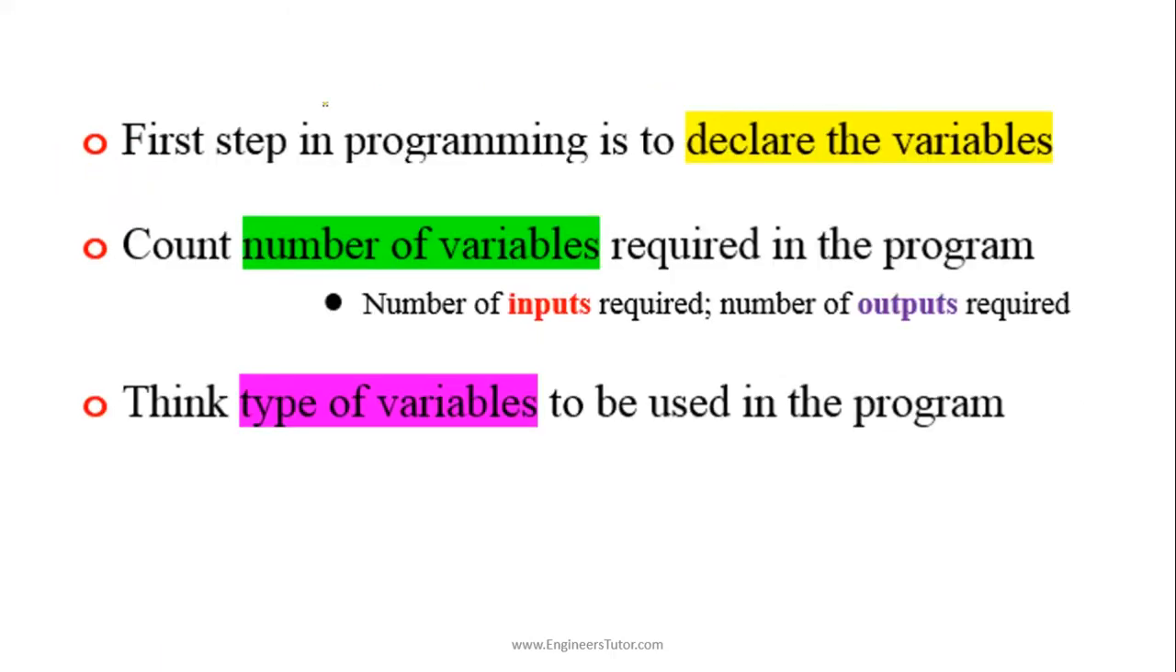The first step in programming is to declare the variables. When you are writing a program, first thing is to declare the variables required in the program. Count the number of variables required, the number of inputs required, and the number of outputs required in the program. Also think of whether the variables are of type integer, float, character, double, etc. This is the type of data that we are going to use in the program.